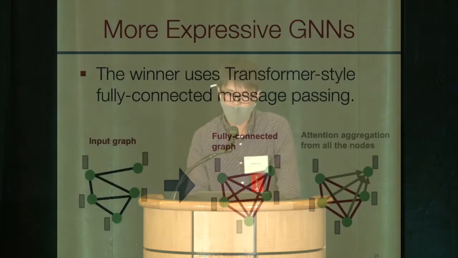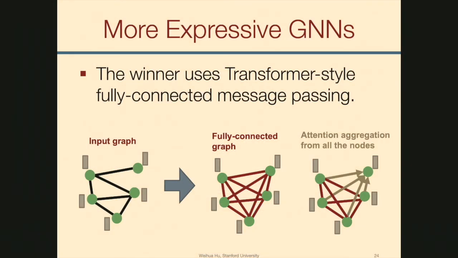And also, there's a trend in making GNNs more expressive. The winner of the molecule benchmark uses a transformer-style fully connected message passing. Usually, we perform message passing on the input graph that is sparse. But transformer style basically considers a fully connected graph, and at each round of message passing, each node can receive messages from all the rest of the nodes. And it's more expressive than the original GNN.